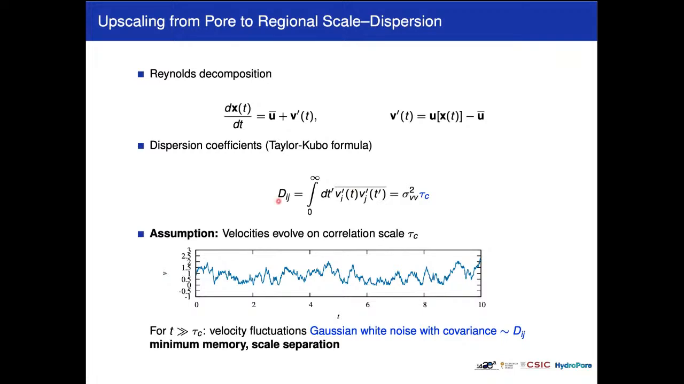And so now this dispersion coefficient I can describe as consisting of the variance of velocity times a characteristic correlation time. An assumption that we have in this picture is that the particle velocities, if I consider a velocity series in time, evolve on a characteristic time scale. So I can clearly assign a time scale, and if I'm at times that are very large compared to this correlation time, the signal looks basically uncorrelated. So I can model it as a Gaussian white noise with a certain covariance, which is just given by the dispersion coefficient.